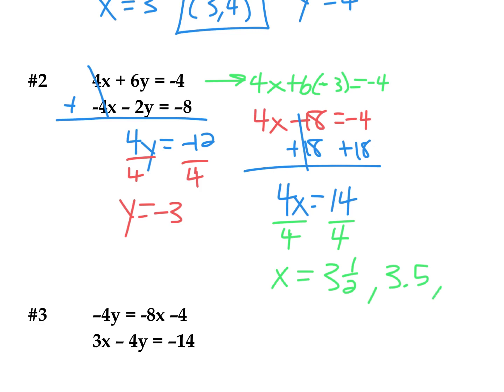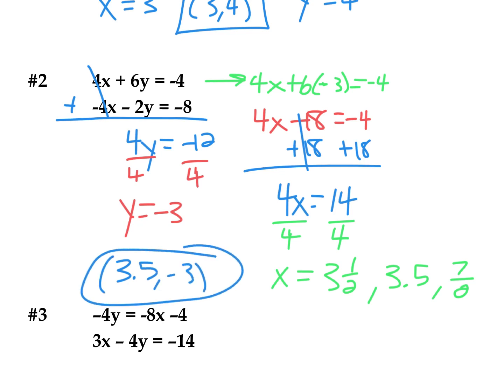3.5. Okay, you could even just reduce it to 7 over 2. Okay, so any of those answers will work. When you write it as your final answer, I don't care which one of those you use. So I would have 3.5 comma negative 3, for instance. Or again, you could write it as 3.5 or 7 over 2.